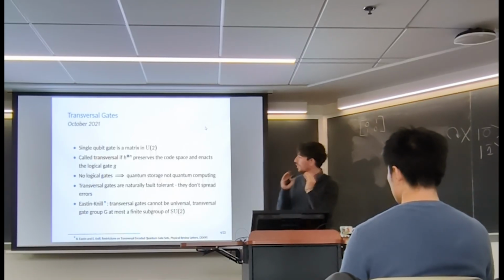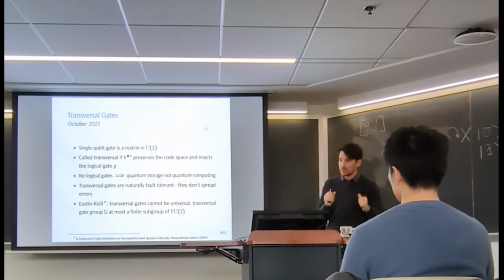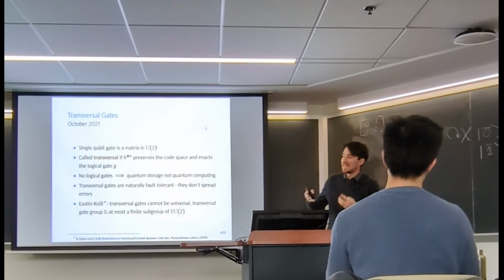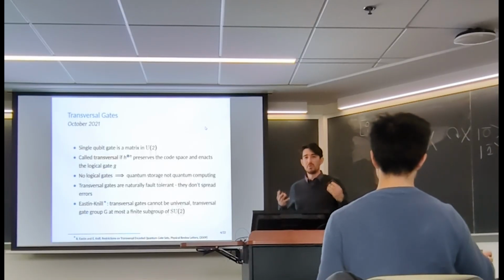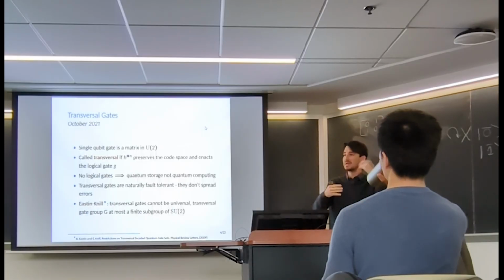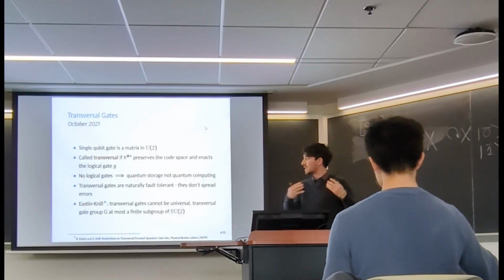And the reason that they're important is because we have to be able to do logical gates. Otherwise, our quantum error correcting code is really just quantum storage. It's not actually doing quantum computing. The whole point of having a quantum computer is you want to be able to do things. You want to implement algorithms. So you have to be able to mess with your information and implement these logical gates.